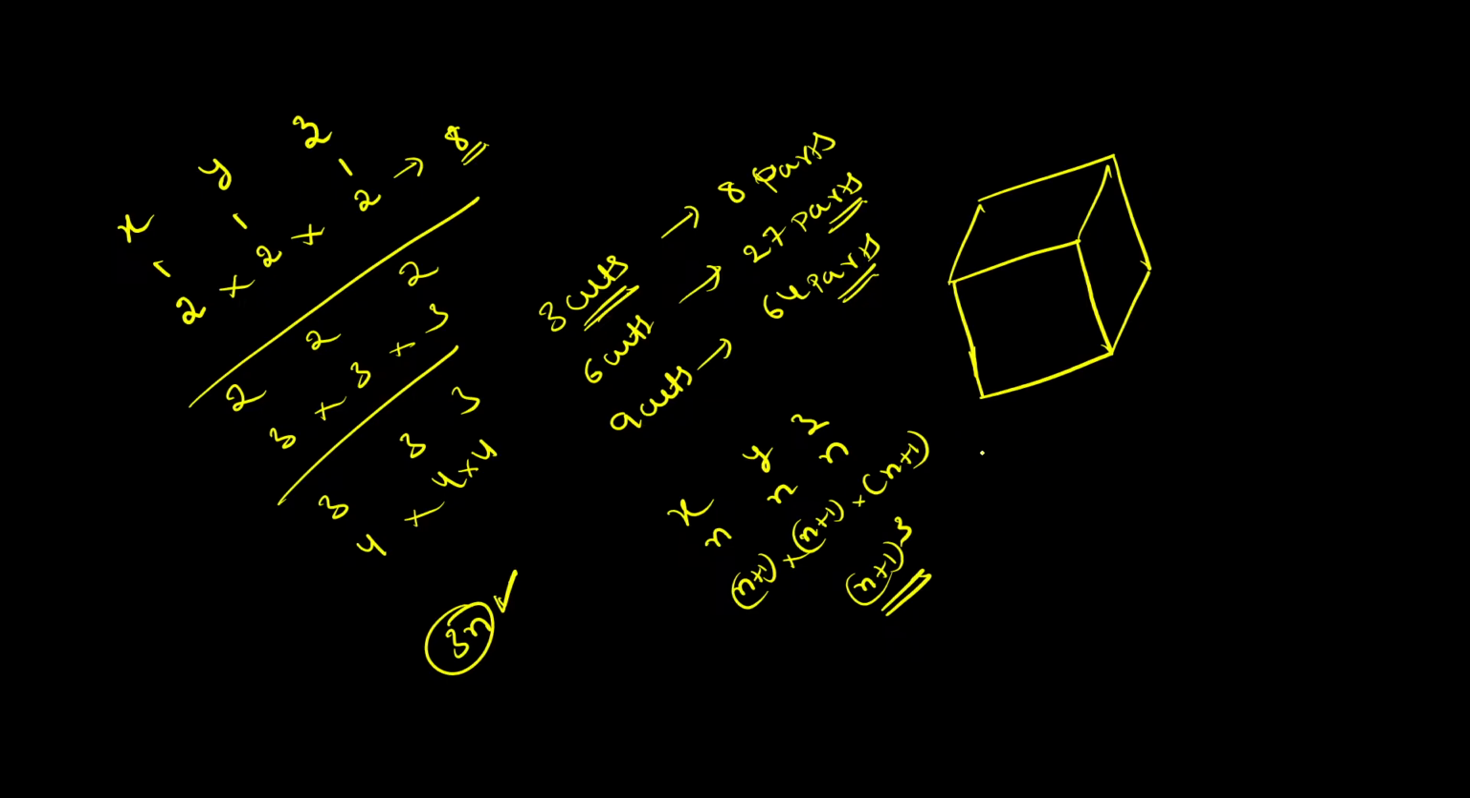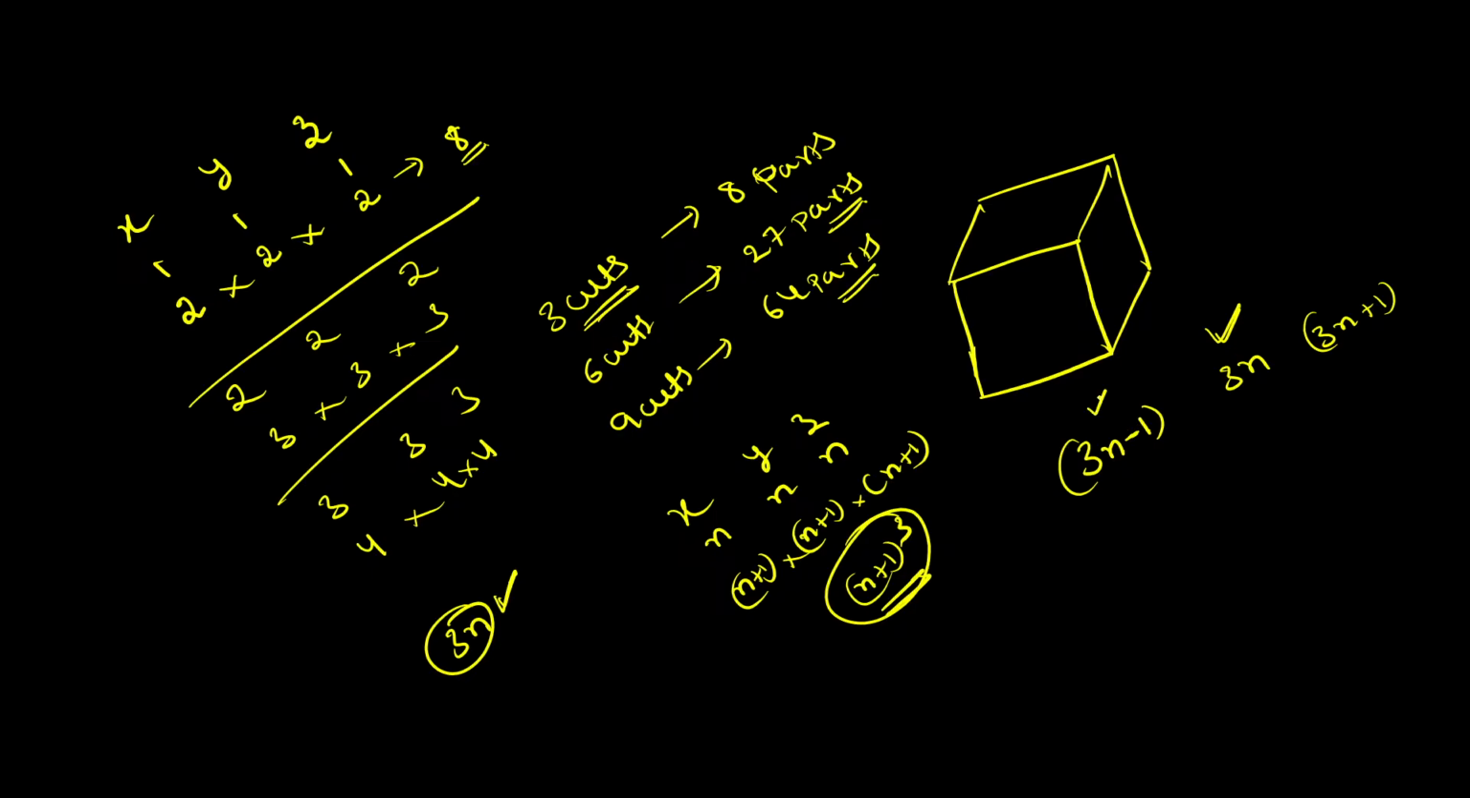Now, if it's not in the form of 3n: any given number can be expressed in one among these three forms. It can be in the form of 3n minus 1, 3n or 3n plus 1. Any given number can be expressed in exactly one among these three forms. Now, we are done with one of the forms, that's 3n. When we make 3n cuts on a cube, the maximum parts that we get are n plus 1 whole cube. What if you are given a number which is not in the form of 3n?